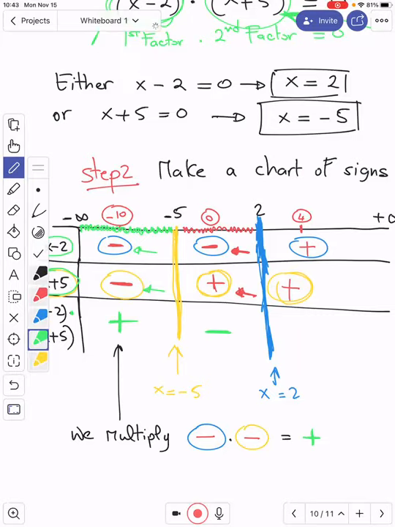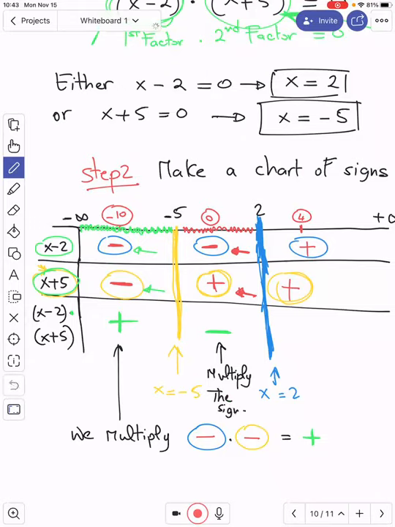Okay, so again, here we just multiply the signs, the negative times the positive.